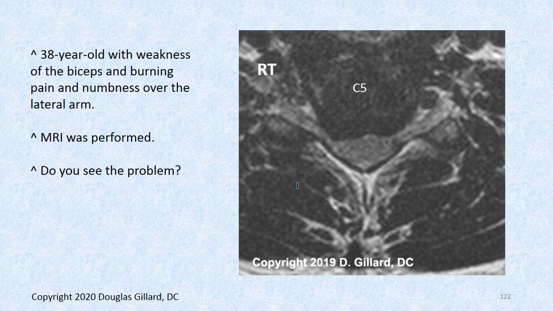Here's a 30-year-old male. He came in with bicep weakness and burning in the lateral arm on the right. I should add right to slide 130. I got a lot of work to do today. MRI was performed. What do you see? With this MRI, sometimes the quality's not the greatest up here. We can see, to get yourself oriented, I don't like that color. Let's go orange.